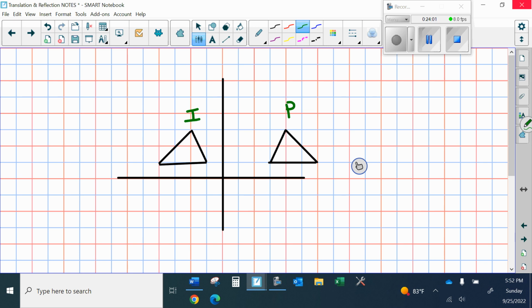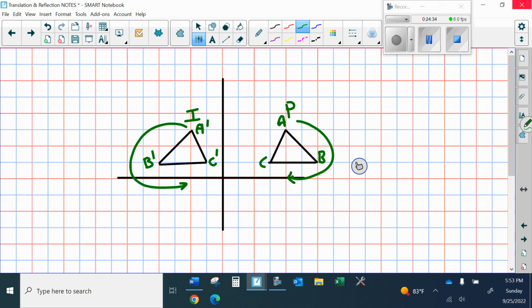Okay, so I need to write the rule for the reflection. If it's a reflection, A, B, C becomes A prime, C prime, B prime. So if I look right here, this orientation is clockwise. This orientation is counterclockwise. Since it's switched orientation, that means it took a single reflection. Remember, they don't talk about glide reflections. So that means it has to be a single reflection.